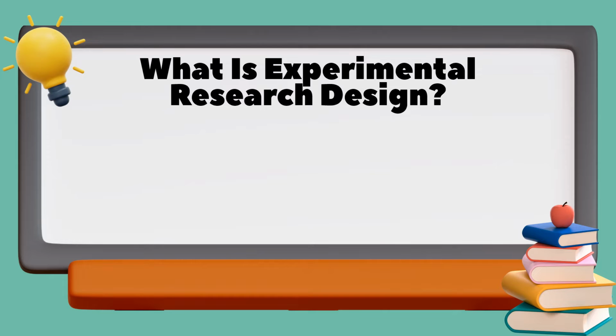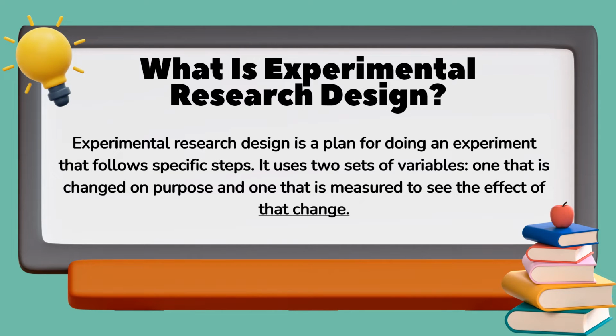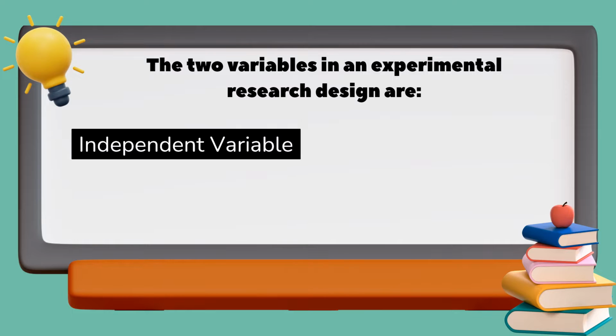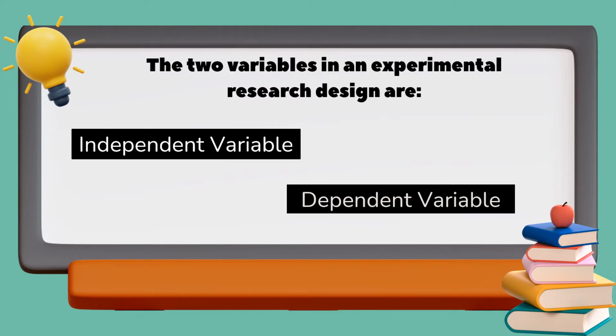So, what is experimental research design? Experimental research design is a plan for doing an experiment that follows specific steps. It uses two sets of variables, one that is changed on purpose and one that is measured to see the effect of that change. And these are the two variables in an experimental research design, called the independent variable and the dependent variable.